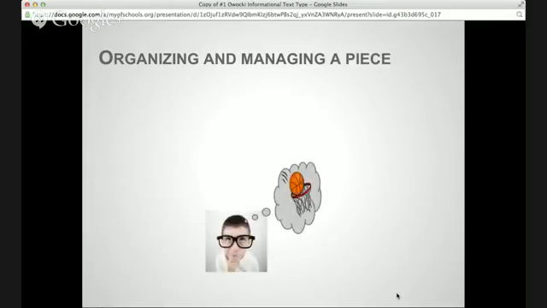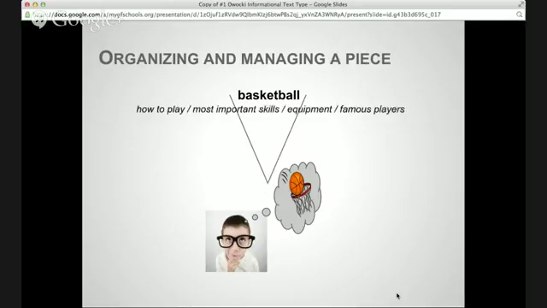The last part is actually helping kids to sharpen their focus. This would be a topic taken from the child's interest area. Maybe the kid is all about basketball, but as he's thinking about basketball, he's got to be careful to have a roadmap with it, because honestly, he could write about how to play basketball. That could be the whole piece. He could write about the most important skills of basketball. He could write about equipment in basketball. He could write about famous players in basketball.